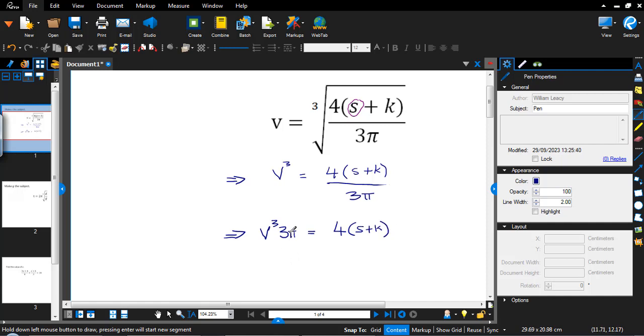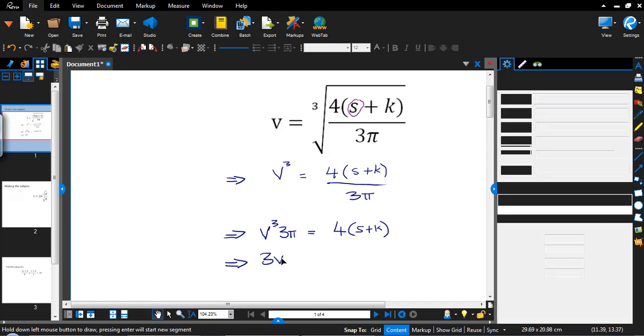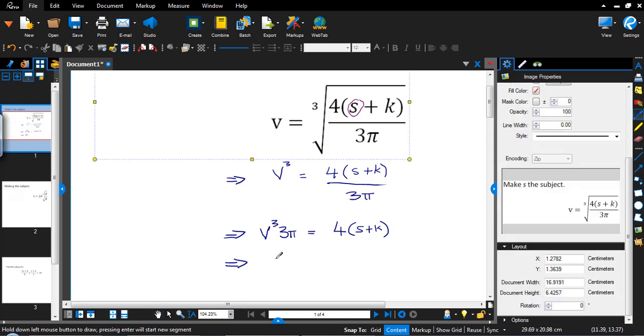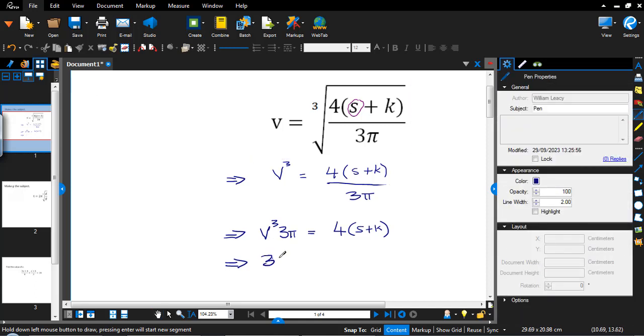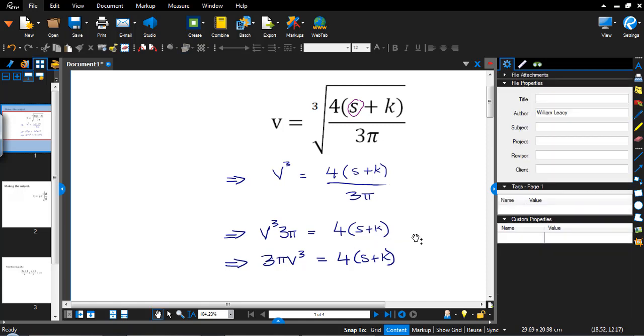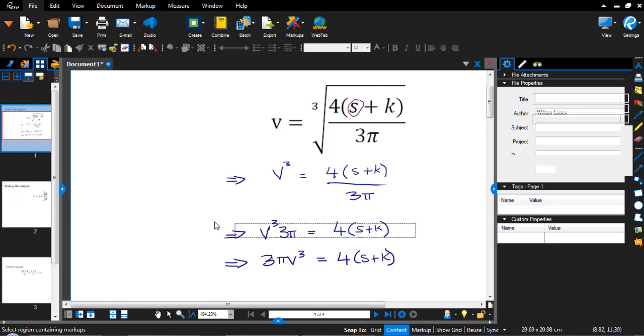Okay, you'd usually put the number first, so I'm just going to do that. So that implies 3 pi v cubed equals 4 times s plus k. Just to be clear, you do not have to do this. I just prefer to have the number first. That's that. So this is exactly the same. Do not worry about it.